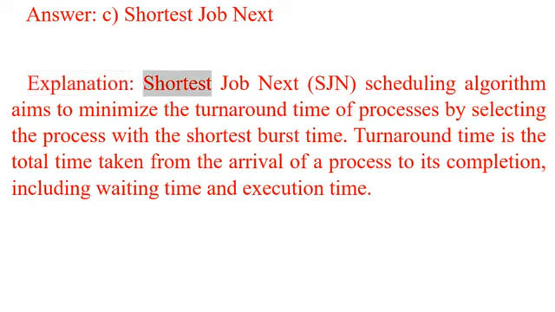Explanation: Shortest job next, SJN, scheduling algorithm aims to minimize the turnaround time of processes by selecting the process with the shortest burst time. Turnaround time is the total time taken from the arrival of a process to its completion, including waiting time and execution time.